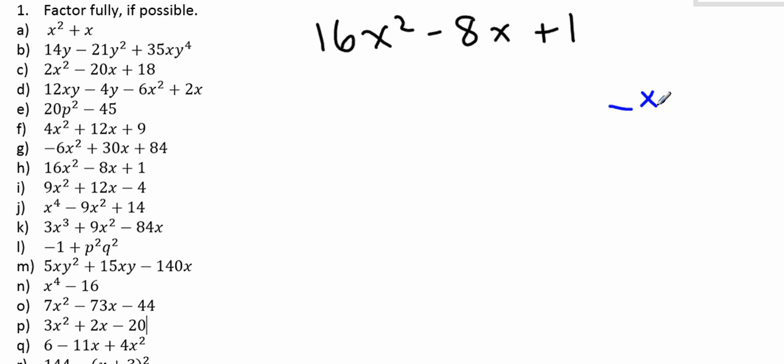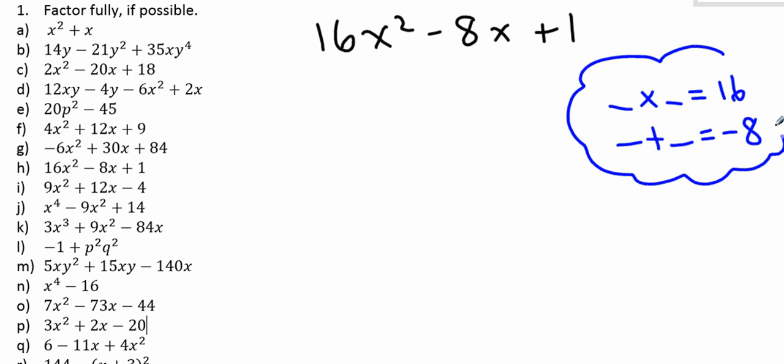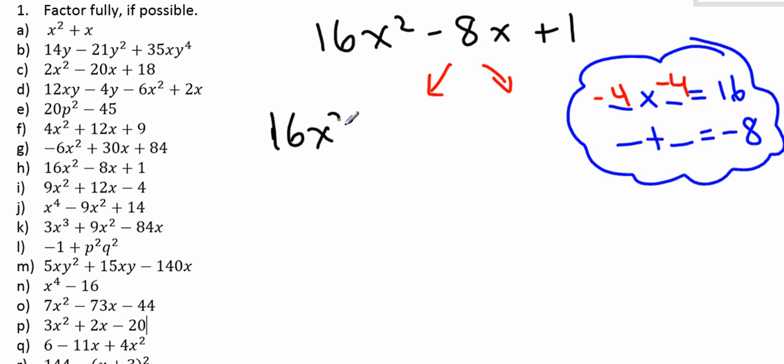So I need to find two numbers that multiply to give 16 and add to give negative 8. So what are those numbers? There's the brain, because we're thinking. Multiply to 16, add to negative 8: negative 4 and negative 4. So now I'm going to decompose that middle term into negative 4x and negative 4x, and then factor by grouping.